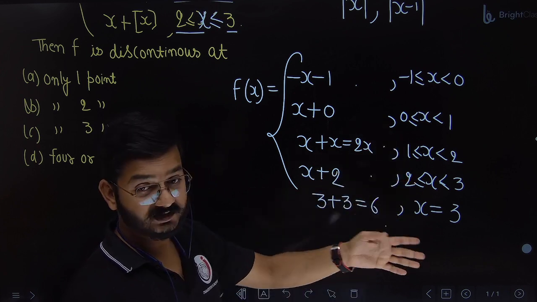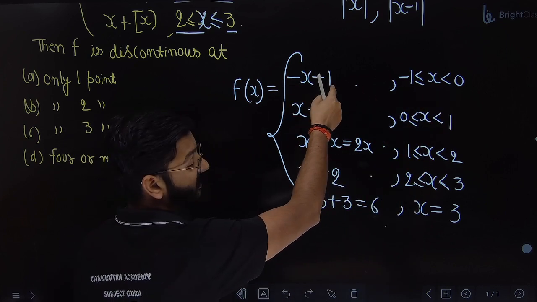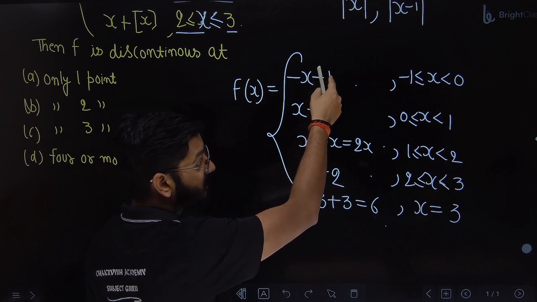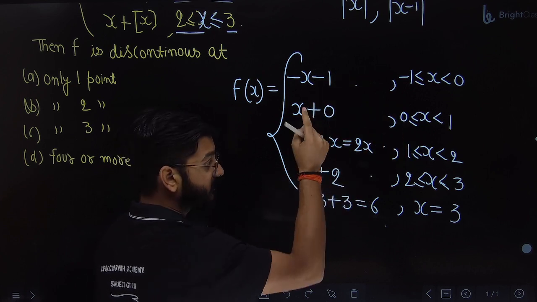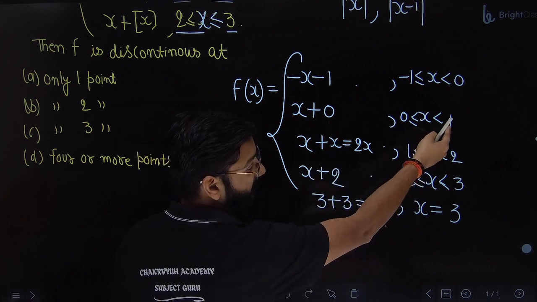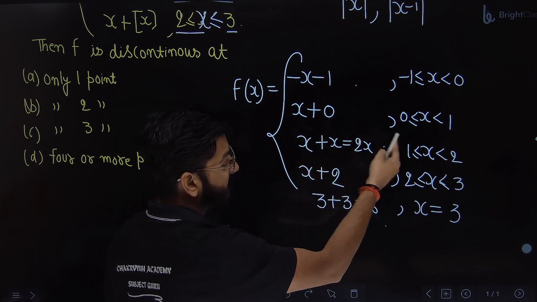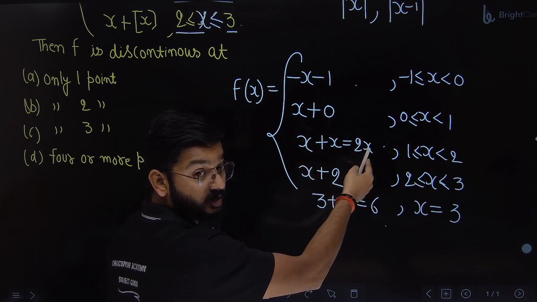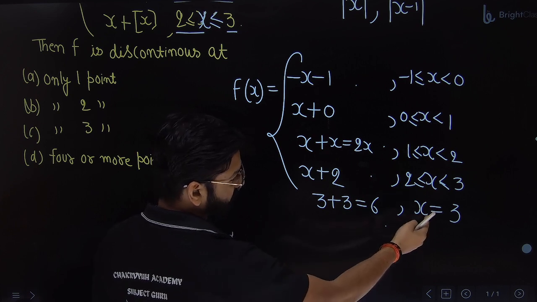Check at 0, 1, 3. It is not continuous. Check it. For 0, left hand limit. What is the left hand limit? Minus 1. For right hand limit, 0. Discontinuous. At 1, for left hand limit, this thing, which is 1. For right hand limit, this function, which is 2. Clear? Now check at 3.